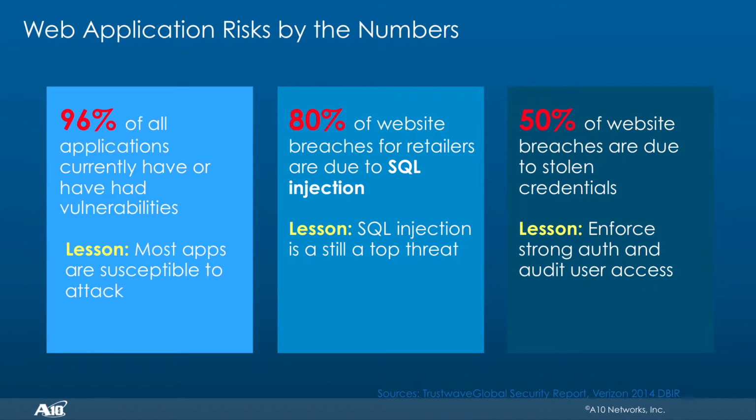So, a couple of web application risks by the numbers. 96% of all applications have, or have at some point in their history, been vulnerable to web attacks. So you can assume that at some point your website is going to be vulnerable. You need to do something to protect it. 80% of website breaches for retailers are due to SQL injection. SQL injection has been around for many, many years, but it's still a top type of attack. It's still a very lethal type of web attack.